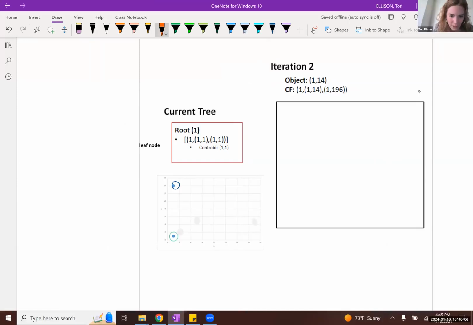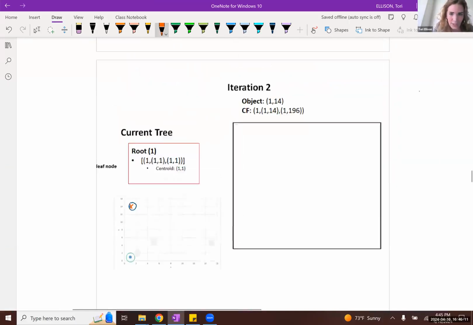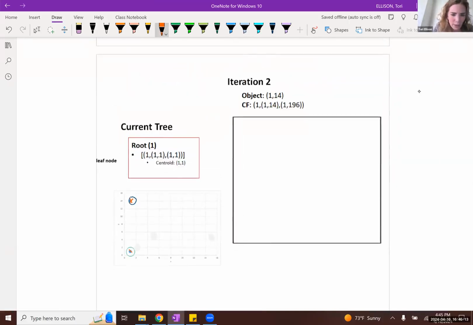All right, and so that would be the centroid of this singleton cluster, and this is the centroid of this existing singleton cluster that we've already factored in.